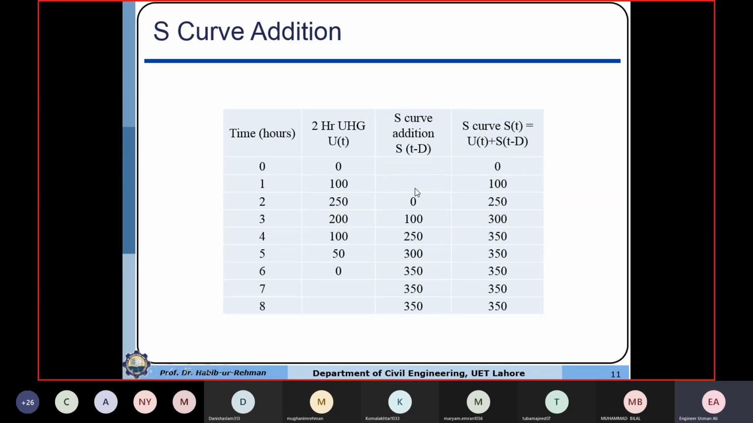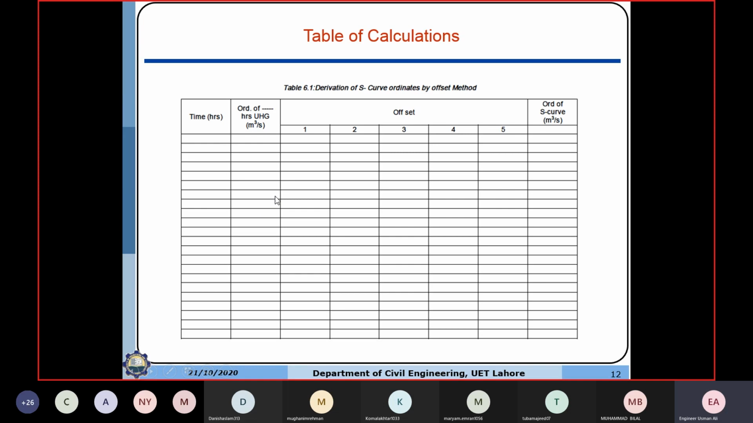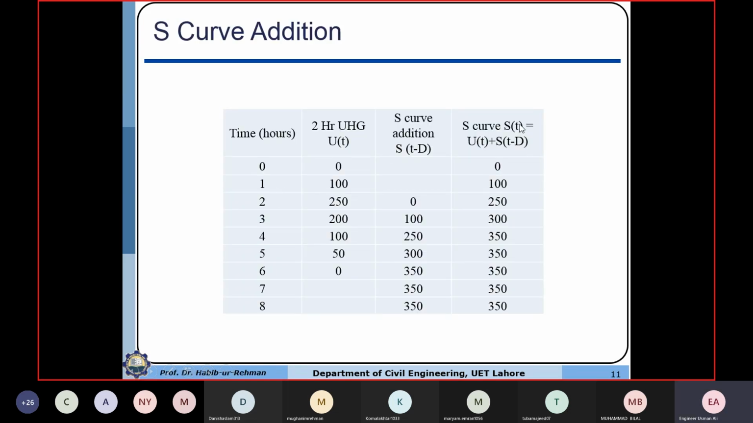So S(T minus D) means S minus 1, the ordinate of the S curve at time step minus 1, that does not exist. Again it will remain empty. Now S curve ordinate for time step T equal to 1, so that is S1, that will be U1, 100, plus this, so that is not available, so this will be 100.